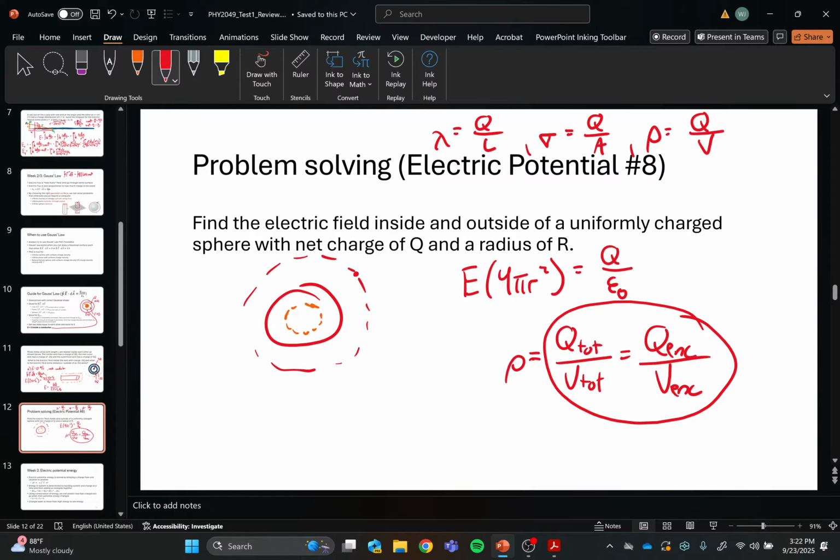Oh no, so you did all the volume. You were very close. So what's my volume enclosed? What's the volume of pi little r cubed? It's just little r cubed.